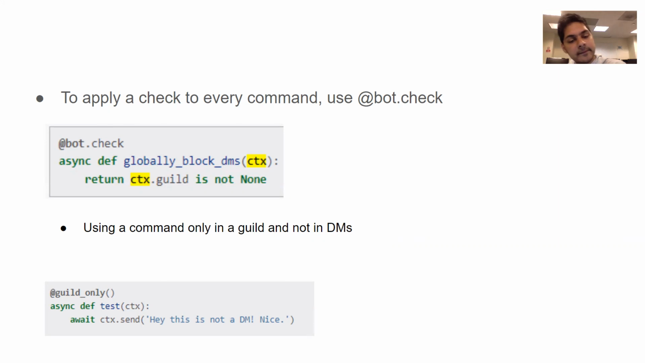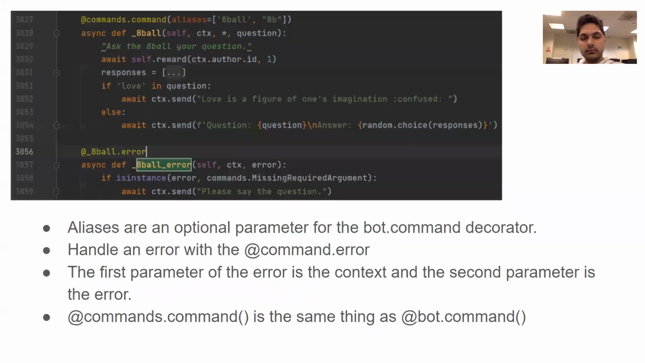Sometimes we might want our bot to work in DMs, except for one specific command. For that, there's guild only, which just means don't work in DMs. We would put this. I think this is built in. Yeah, these two are built into Discord.